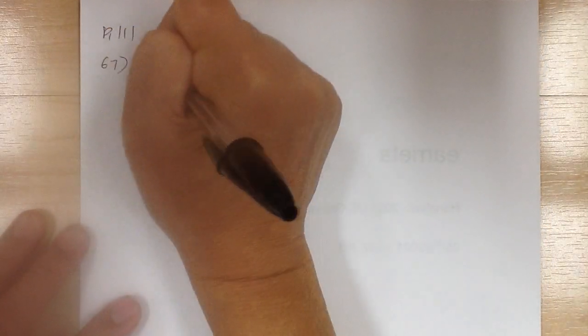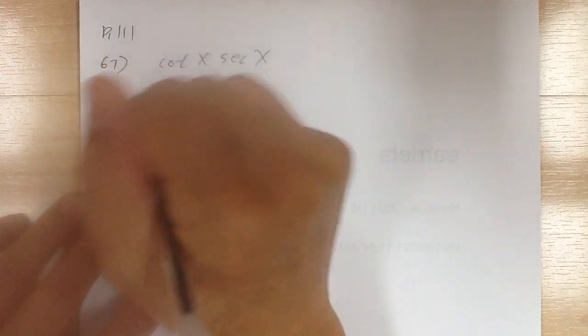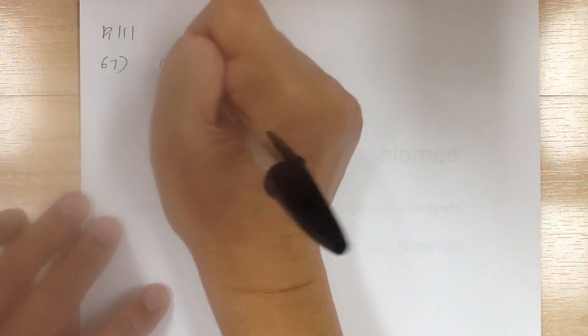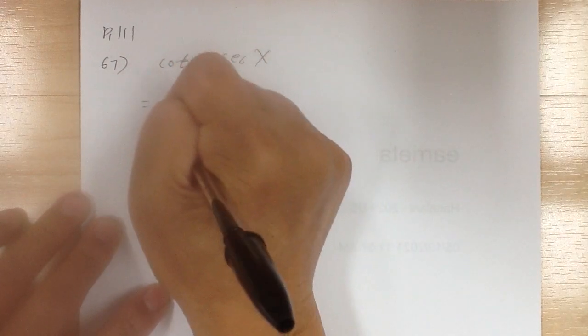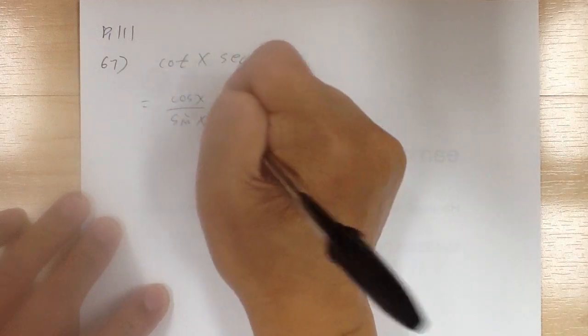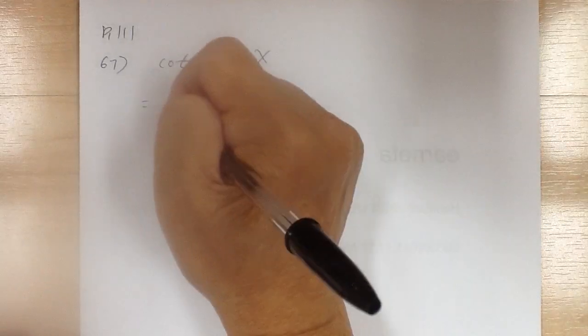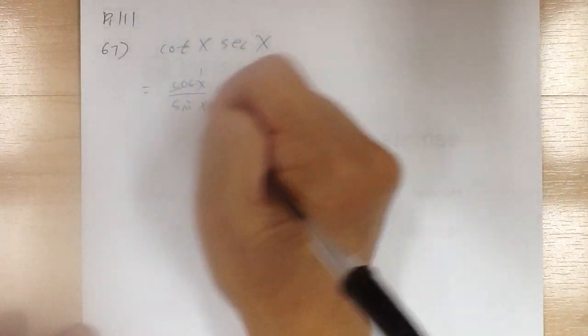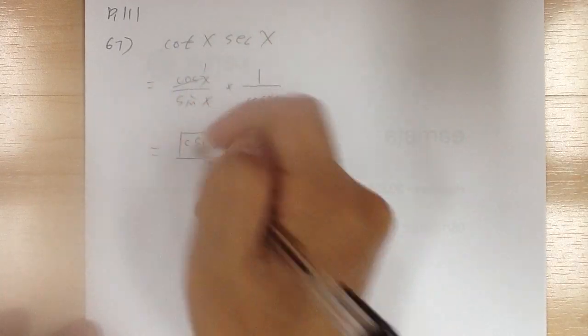Okay, next one. We got cotangent of x times secant of x. Again, remember, to simplify, you convert everything into sine and cosine. That's an easy thing to do. So cotangent is equal to cosine over sine, and secant is 1 over cosine. So the cosine cancels, and you end up with 1 over sine. 1 over sine would be cosecant.